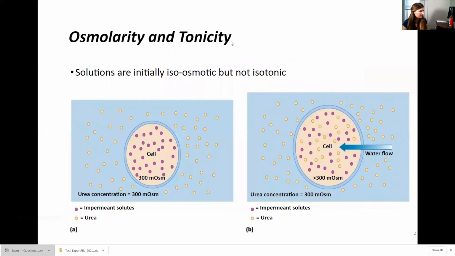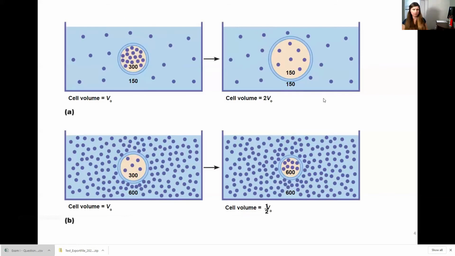I don't have the slide up in here because I deleted the stuff we went over previously, but you'll see a slide on the different shapes of cells. So you can look back at that. Thank you. Any other questions about the osmolarity and tonicity?